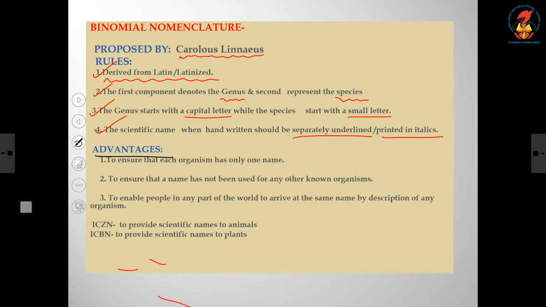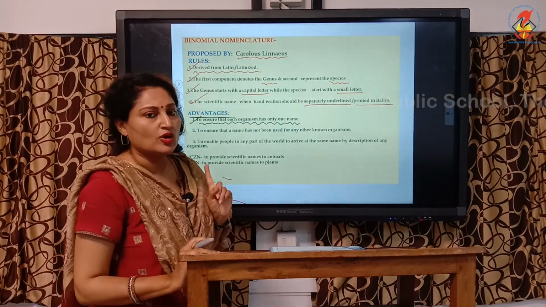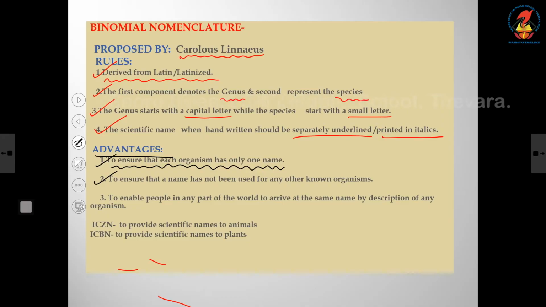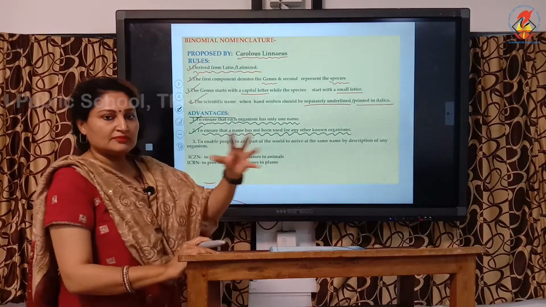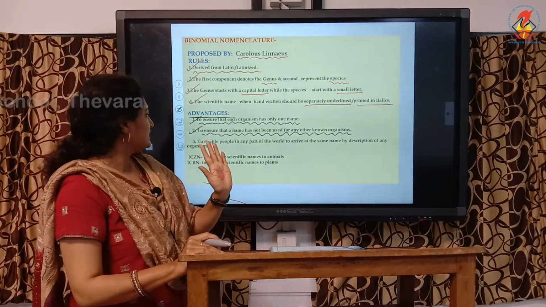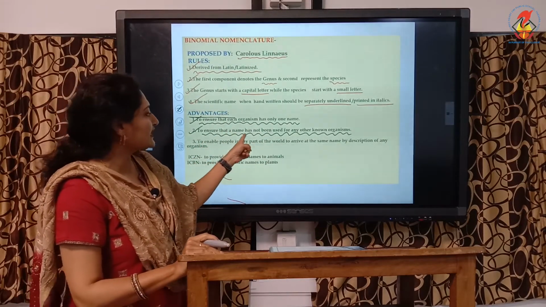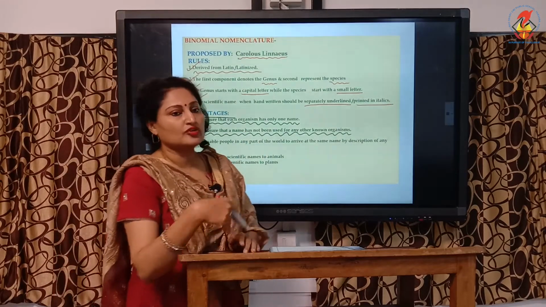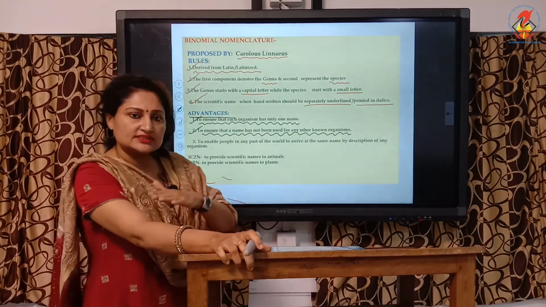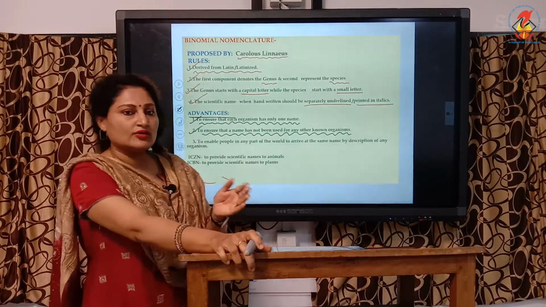Now, what will be the advantage of such a nomenclature, binomial nomenclature? The first advantage is to ensure that each organism has only one name. So, there is no duplication of names. Second, to ensure that a name has not been used for any other known organisms. So, this ensures that once a name is booked, it is already there in the taxonomy book, so it will not be replicated. This prevents duplication or doubling of names.